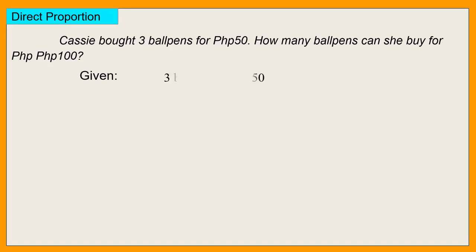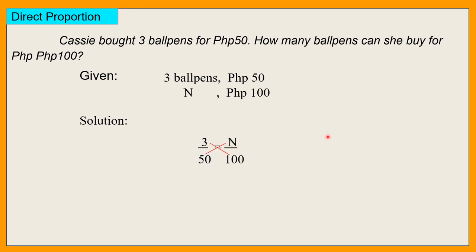Okay? So, given, we have 3 ball pens, 50 pesos. So, n ball pens, 100 pesos, kasi hindi pa natin alam kung ilang ball pens. Diba? So, solution, since this is a direct proportion, this will be 3 over 50. Yun ang gamitin natin, ha? So, 3 over 50 is equal to n over 100. And then, cross-multiply. So we have 50 times n is equal to 3 times 100. So this is now 50n equals 300.